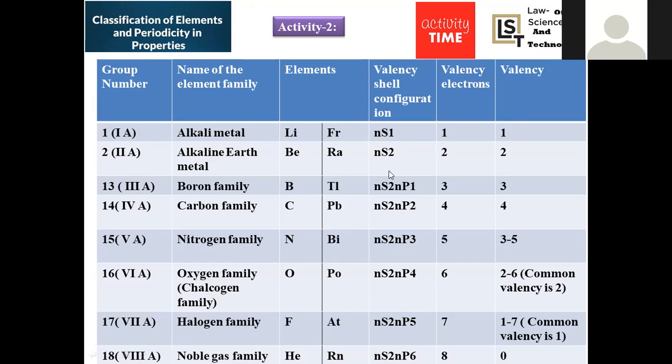And its common electronic configuration is denoted as ns2, where 2 electrons will be there in its outermost shell, and they always have bivalency, meaning they are able to form 2 bonds, otherwise 2 electrons will be lost. When you take the simplest example, calcium, in calcium carbonate you can find calcium is in the Ca2+ state, right? That means 2 electrons are lost.